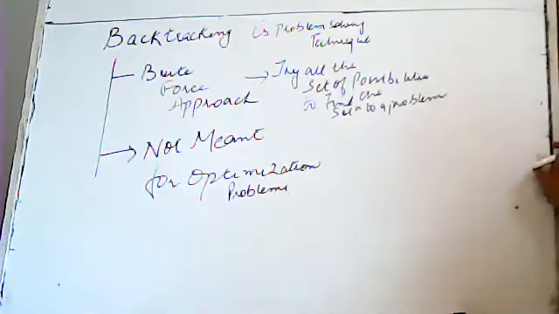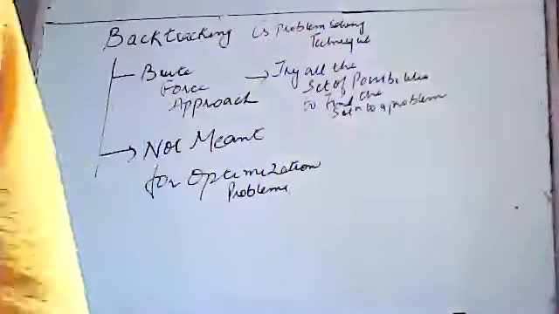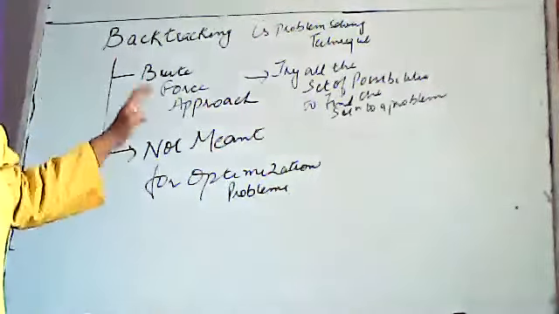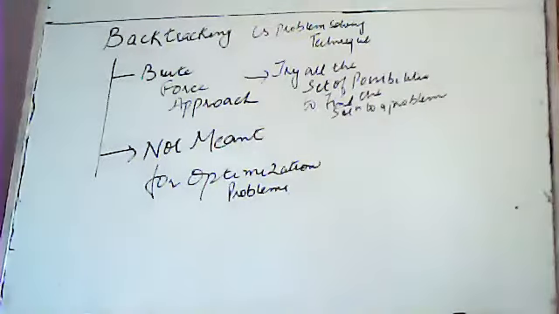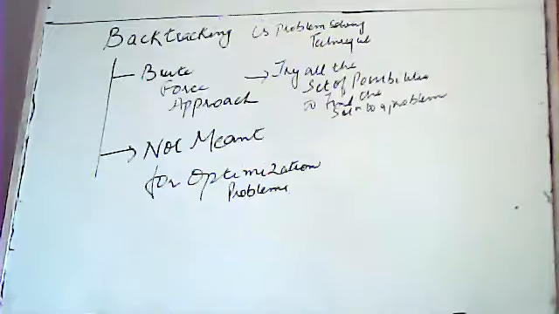Second thing, backtracking is never meant for the optimization problem. That means we are not to yield any minimum or maximum value using backtracking. So it is not meant for optimization problems. The first big difference of backtracking from other methods is that it is not used for optimization problems, just like the greedy method was for optimization problems.